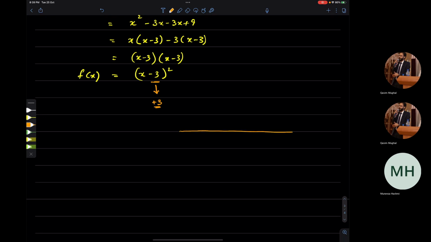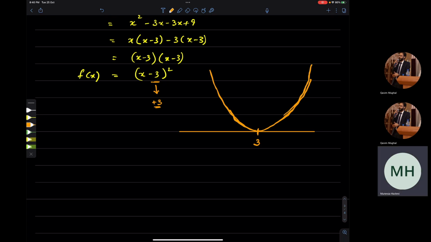Now, again, I'm just going to draw the x-axis over here. For example, you have plus 3 here. The graph would be tangent at this point on the x-axis. It's not going to cut through the x-axis. It'll just be touching the x-axis, and the same point would be the turning point as well. Got it?